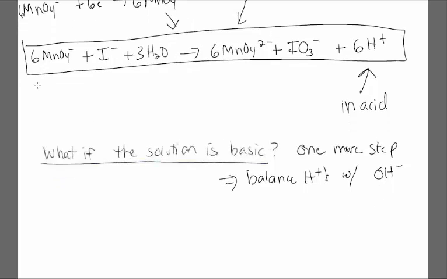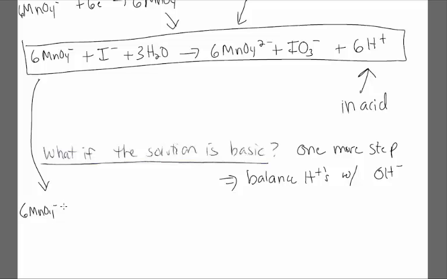Okay, so we take this reaction and we have to balance the H pluses. We have 6 H pluses. So we need 6 OH minuses added to both sides. Okay, so let's do that. I will rewrite it.